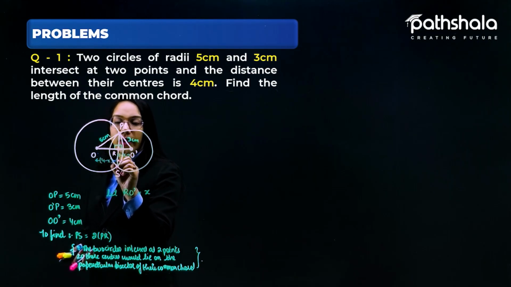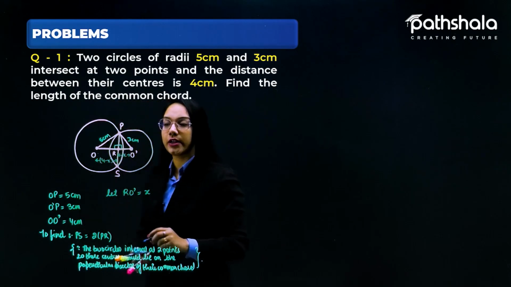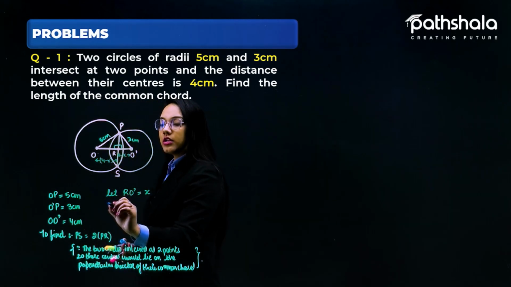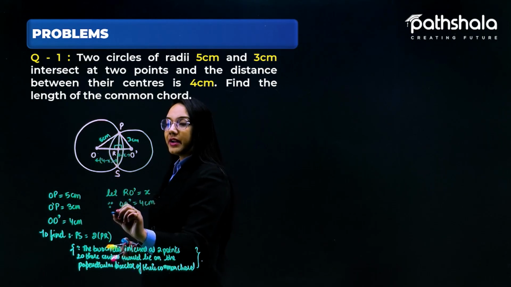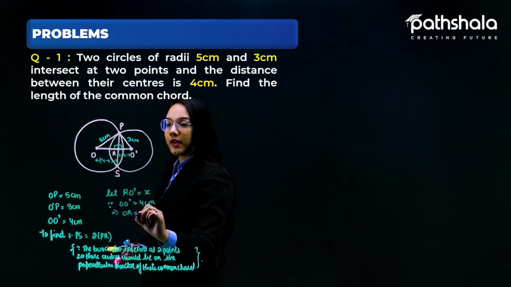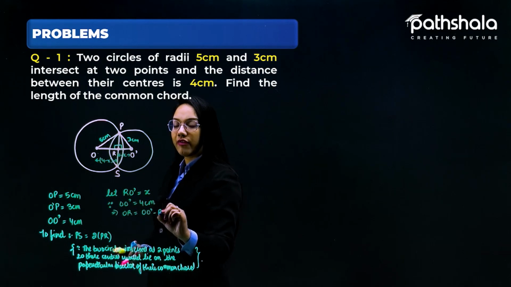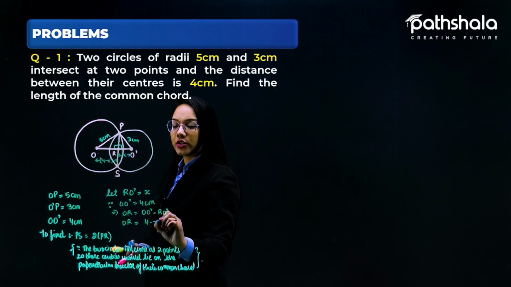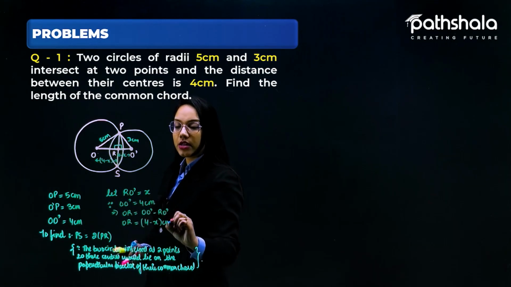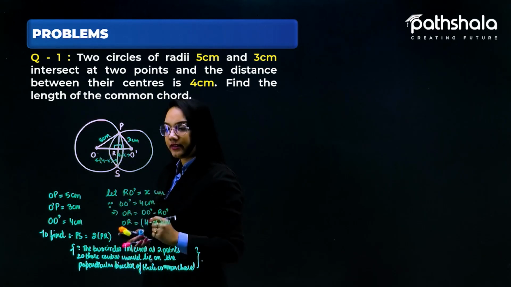Obviously this is quite an easy thing because we know that OO' is 4 centimeter. Since OO' is 4 centimeter, it implies that OR would be OO' minus RO'. So OR would be 4 minus X centimeters. It is nothing but 4 minus X centimeter.